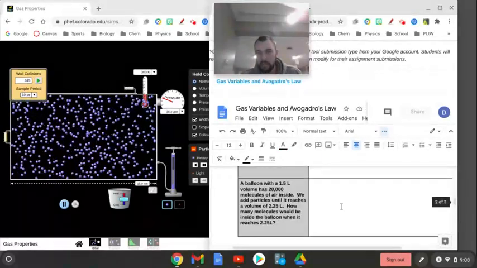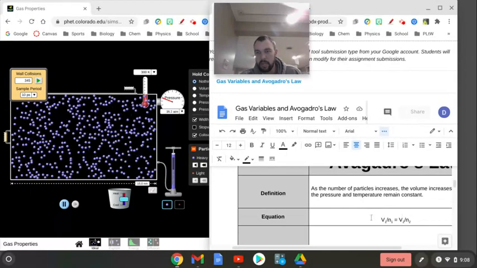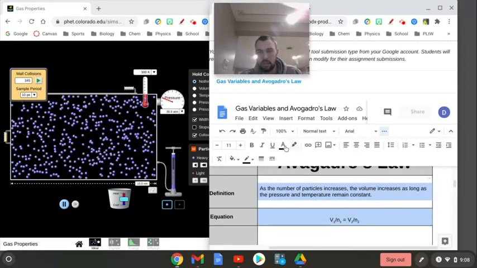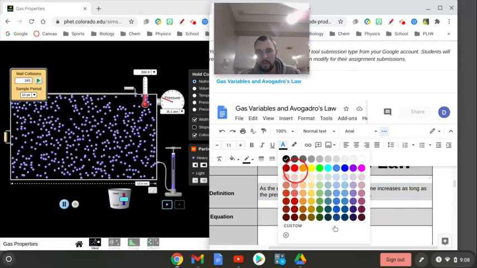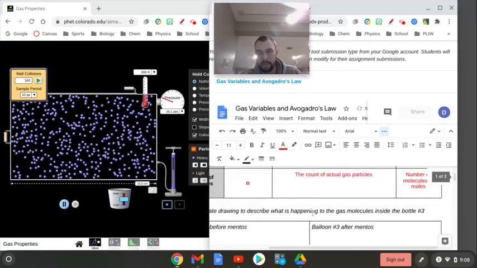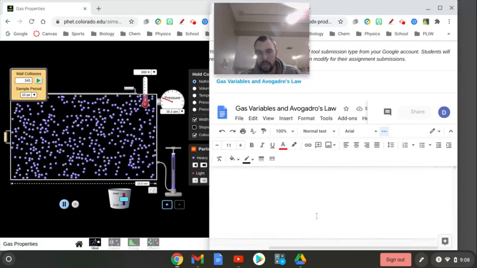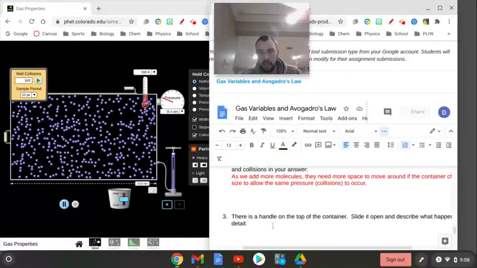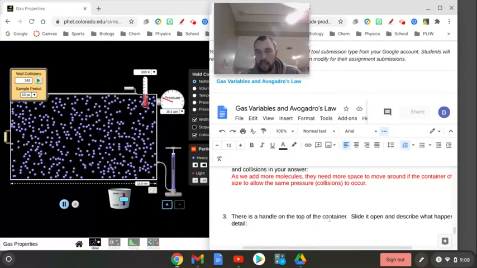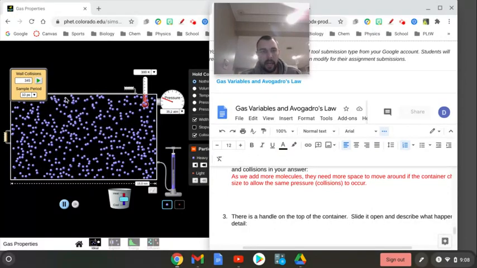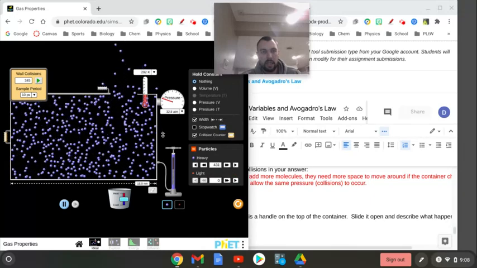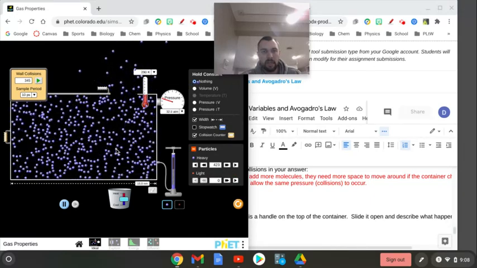And let's see, was there anything else I missed? Oh, this stuff right here. And change this all to red. Okay, and that's, oh, one more here. There's a handle on the top of the container. Slide it open and describe what happens in detail. So if I slide it open, okay, particles are leaving.